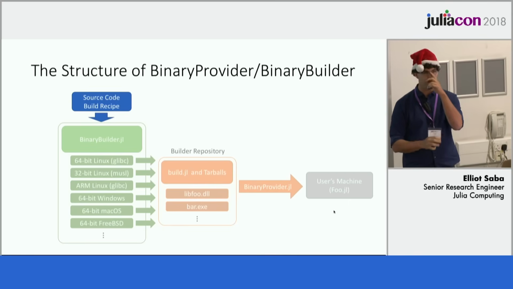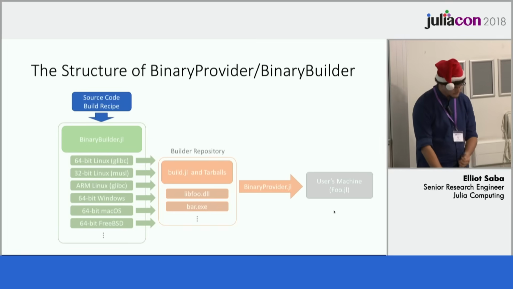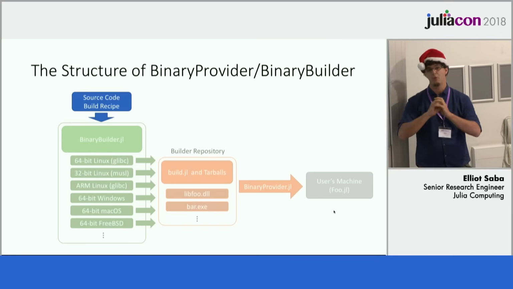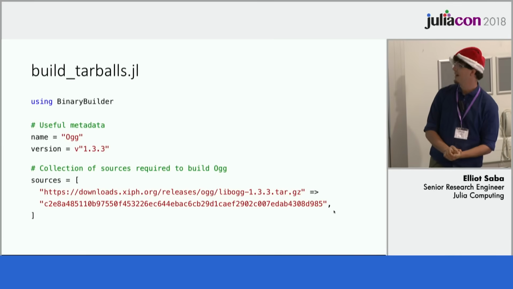So we're going to start with what the source code and binary build recipe looks like. And first we're just going to look at an example. We'll learn how to run that example, and then we'll actually build something together. So a build_tarballs.jl file looks something like this.